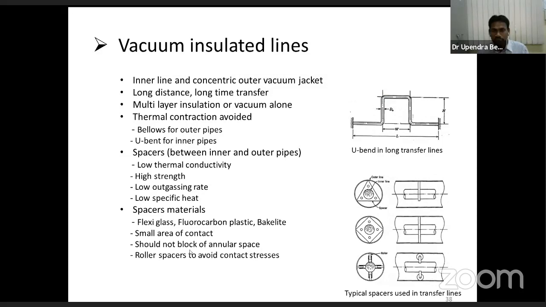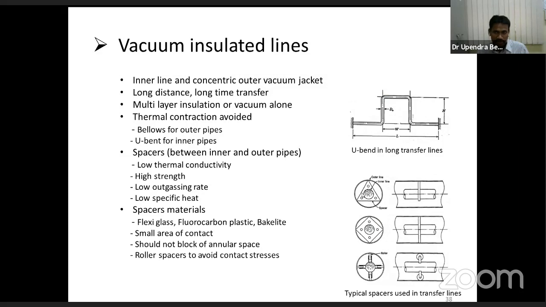And while designing these spacers, they should have low thermal contact. The point of contact from the spacer to the inner and outer tube should be minimal. So different types of design like triangular and rectangular spacers are used, with only point contact to the outer vessel, so that minimal heat transfer takes place. And they should not block the annular space. That is also another consideration.